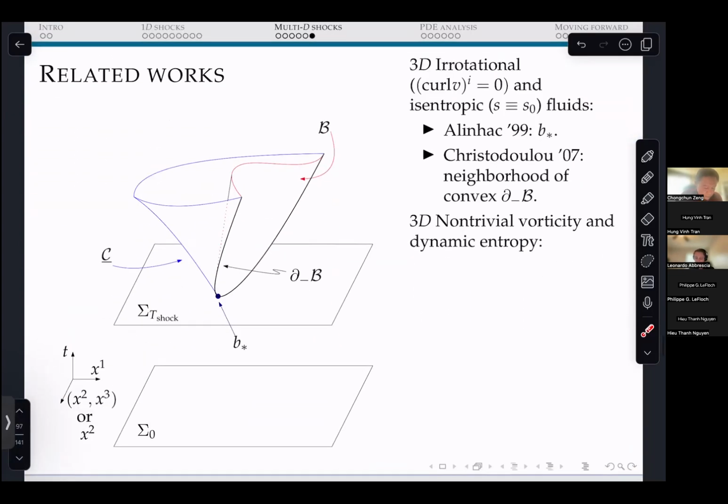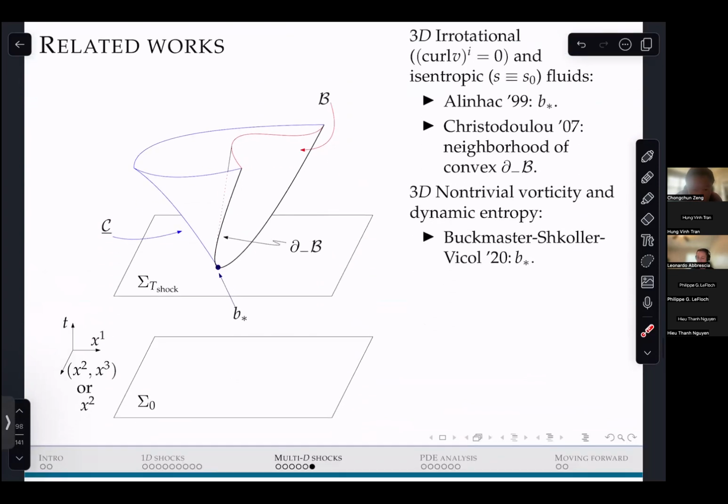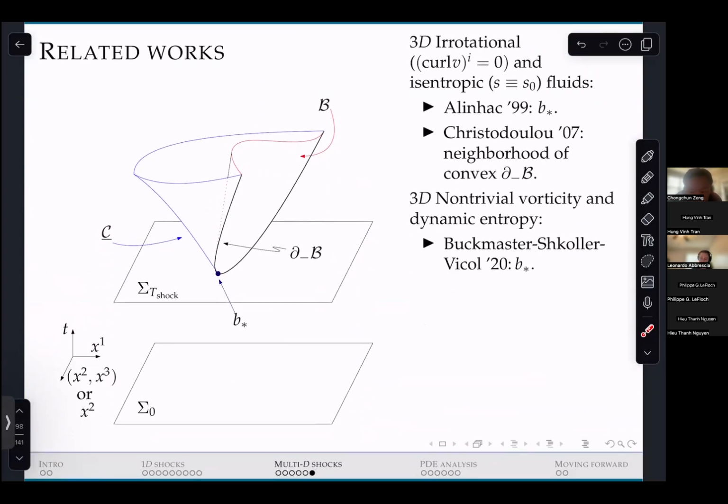There are some very delicate issues of regularity that I probably don't have any time to get into. But the first people to understand shocks in the presence of vorticity and entropy were Buckmaster, Shkoller, Vicol. So they assumed, again, a non-degenerate jump where it's an isolated first point. They were able to follow the solution up to B star.